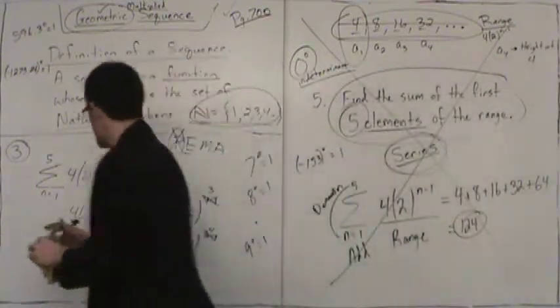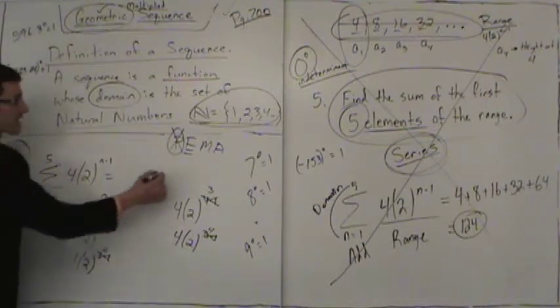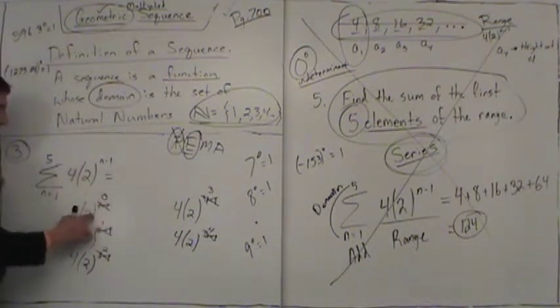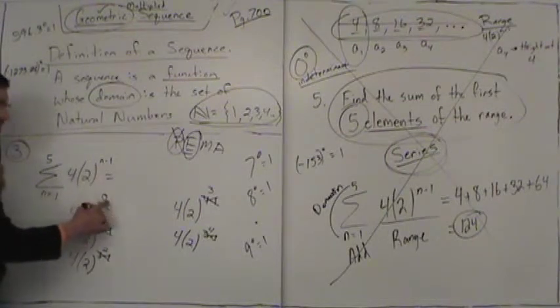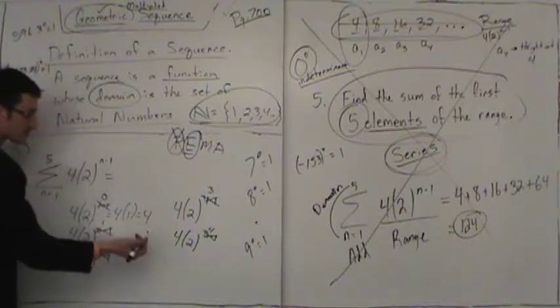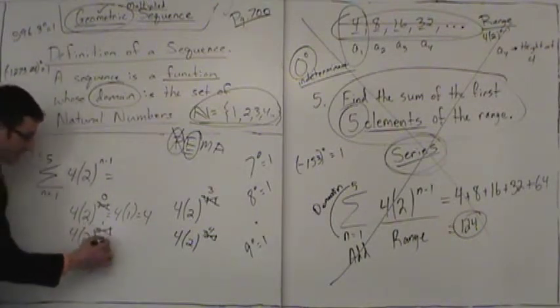Now going back to this. So we have 4 times 2 to the 0. We do our exponent first. So we're looking at 2 to the 0 power. What is 2 to the 0? Well, 2 to the 0 power is 1. So we end up with 4 times 1, which is what? 4.